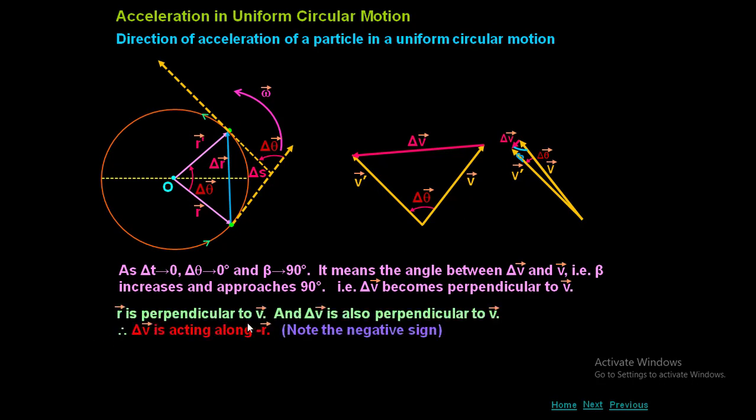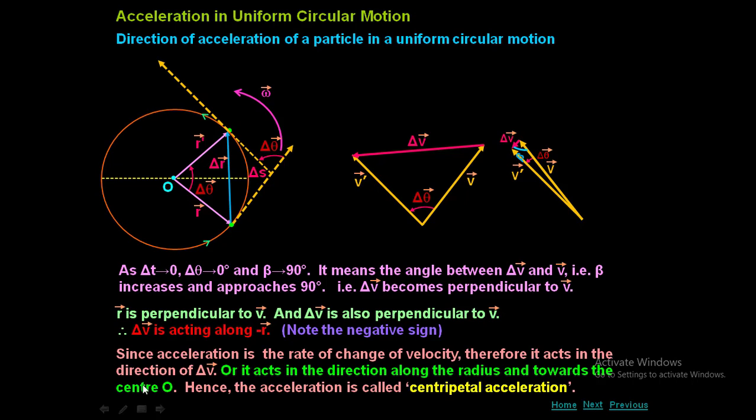So R bar is perpendicular to V bar and delta V bar is also perpendicular to V bar. So delta V bar is acting along minus R bar, that is opposite to the radius vector. Since acceleration is the rate of change of velocity, it acts in the direction of delta V bar. As per the definition, in which direction the change in velocity is present, in the same direction acceleration is also present, or it acts in the direction along the radius and towards the center O. So always this acceleration is acting towards the center of the circle.